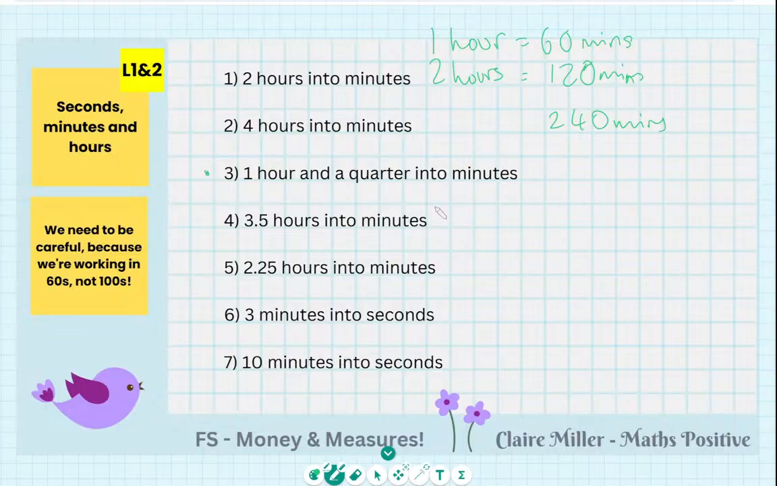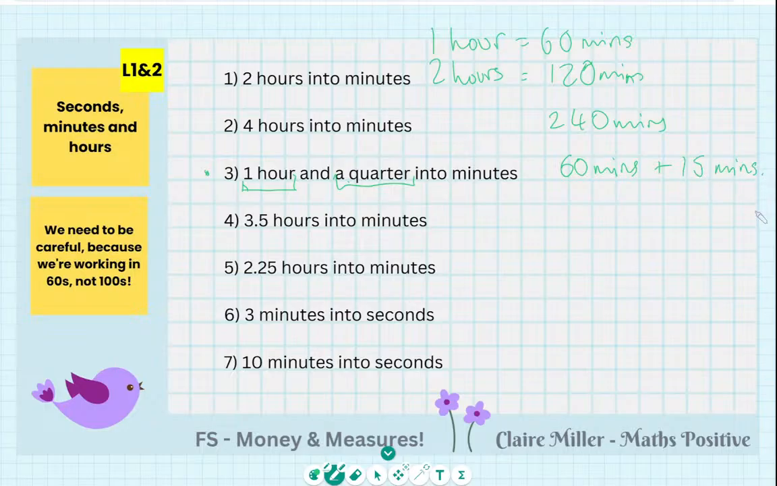If not, though, I will describe my method that I think works quite well. I'm going to break this up into 1 whole hour and the quarter of an hour. Okay, so 1 hour I know is 60 minutes. We said that just before. And then what about a quarter of an hour? So we said earlier on that a quarter of an hour is 15 minutes.